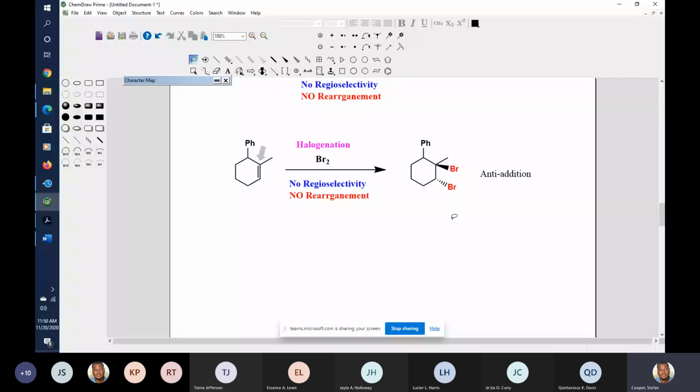Okay, let's do one more of these really quickly. There's another one that we need to cover. All right, what if I gave you a multi-step reaction? Where's my eraser? All right, that had bromine 1, and then step 2, there was water.